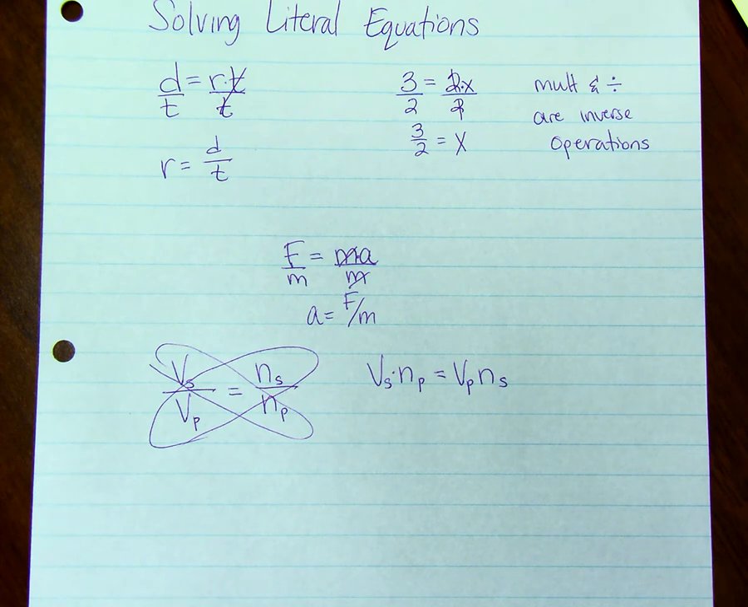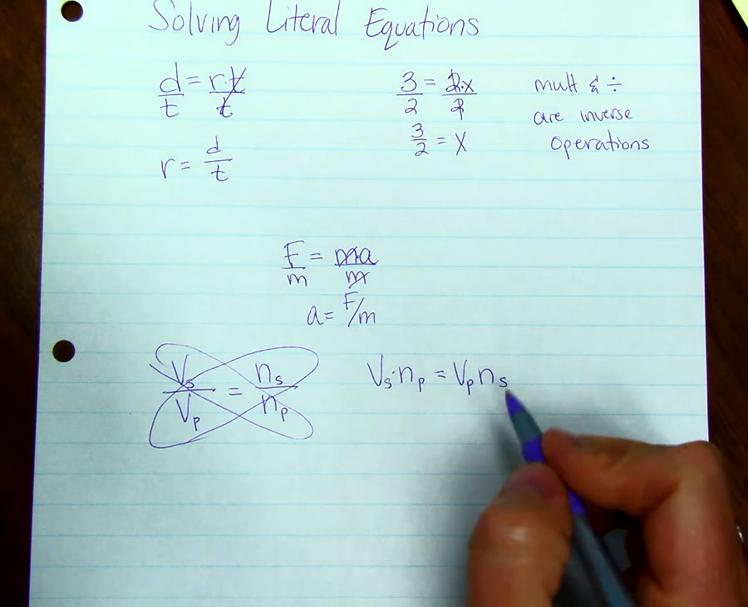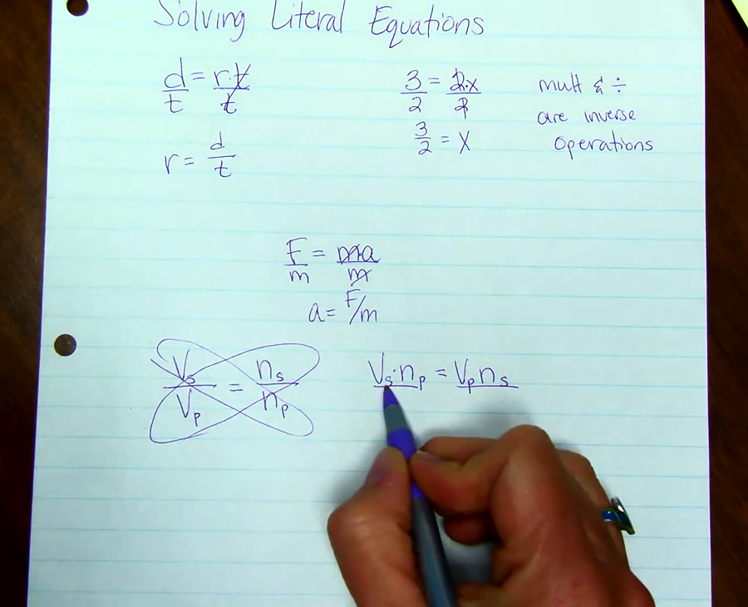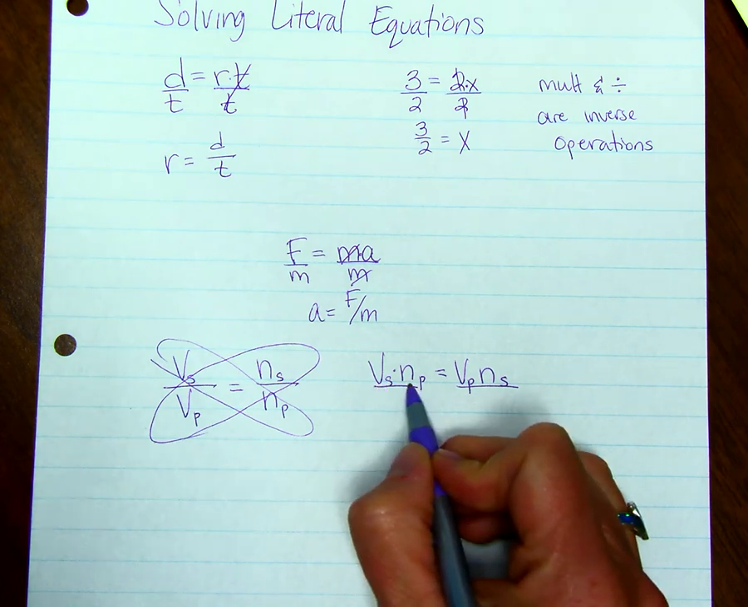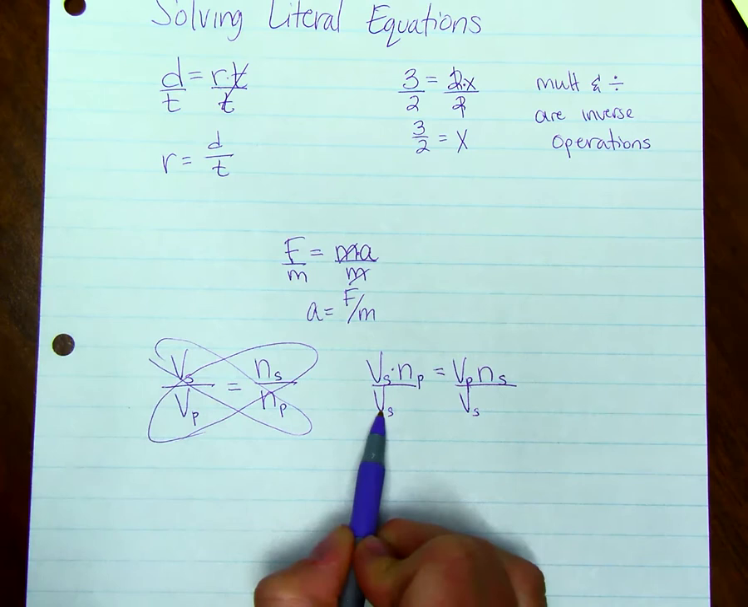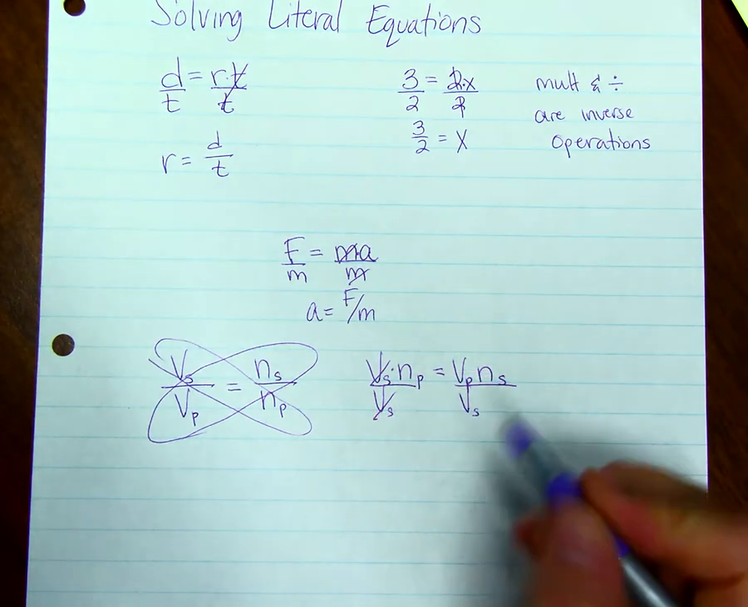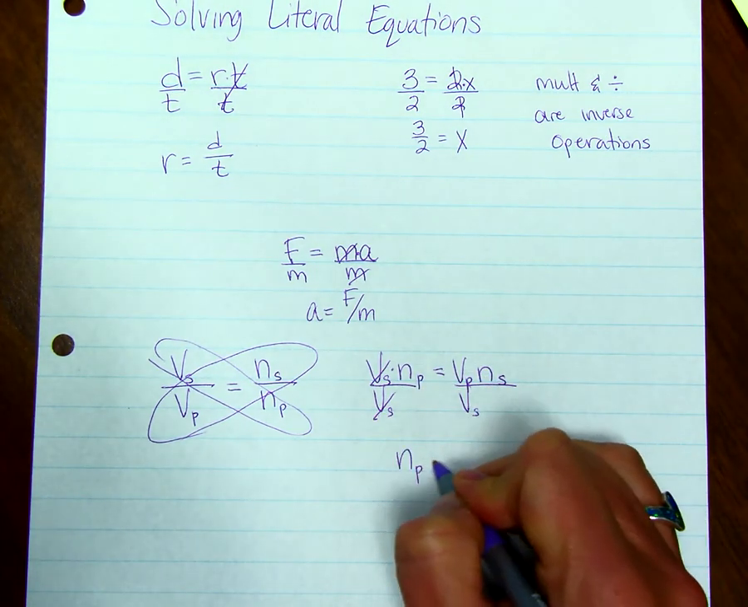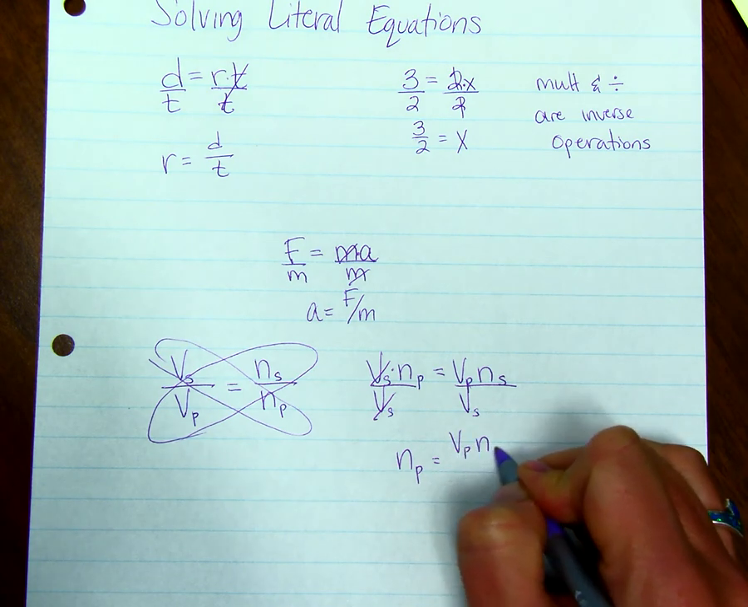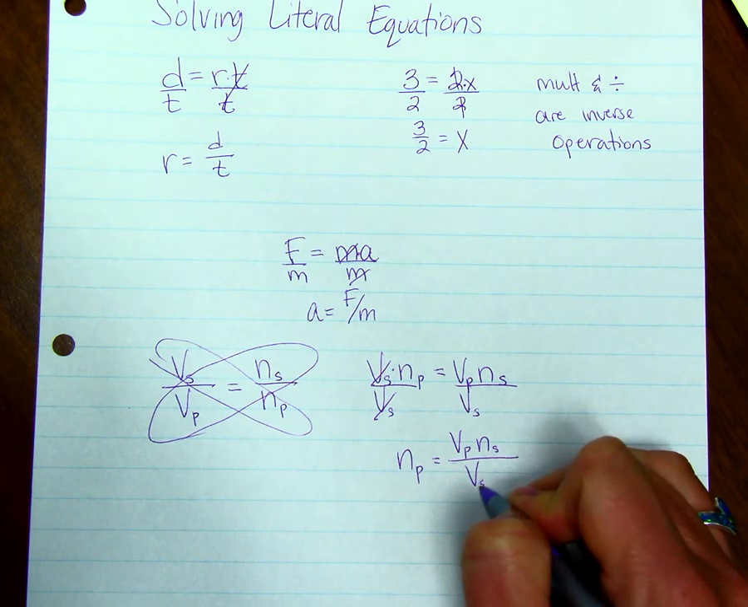Correct. Did you get it? Raise your hand, make sure you're answering this question. All of you should know what this is. Okay, so the inverse of multiply is divide. So we're going to divide both sides by what is being multiplied by n sub p, so by v sub s. And you want to do that so that this will cancel. So you get 1 times n sub p equals v sub p times n sub s divided by v sub s.